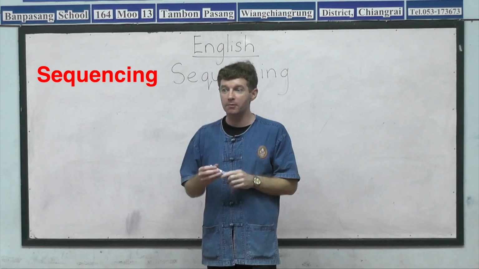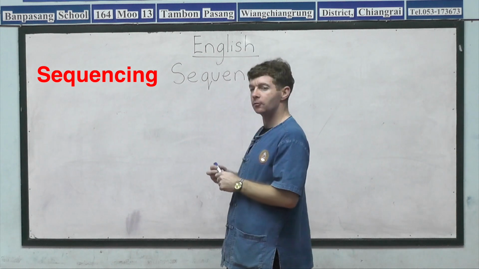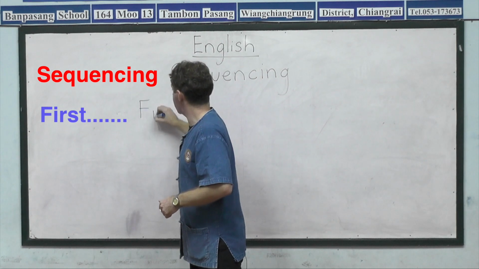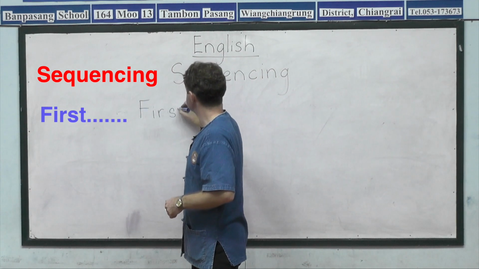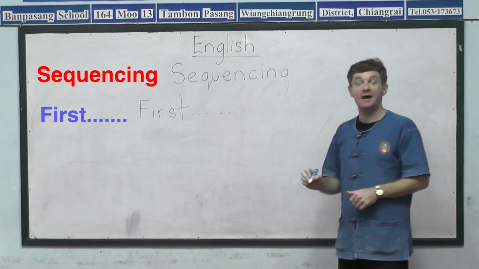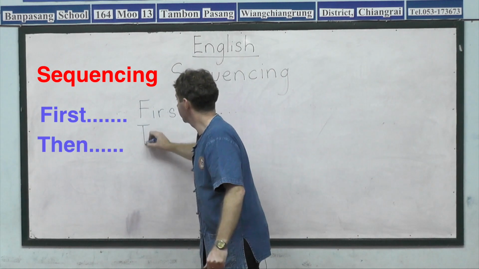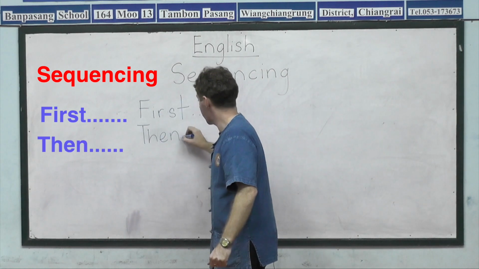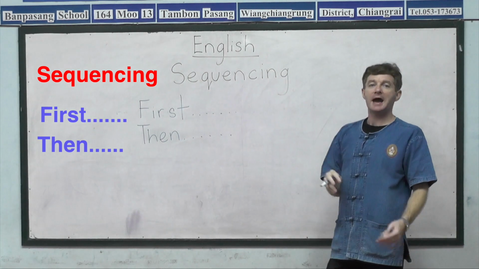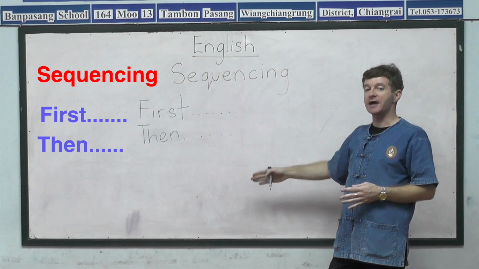Can anybody remember the first one? First. Exactly. How do we spell first? F-I-R-S-T. First. But what comes after first? Then. T-H-E-N. And if we have, let's say for instance, five different activities.